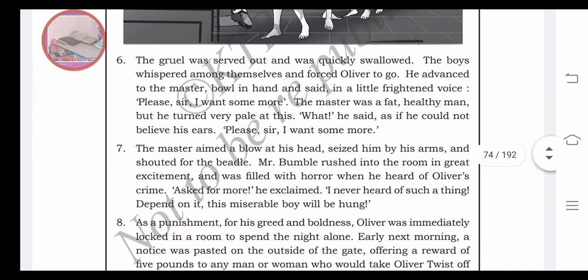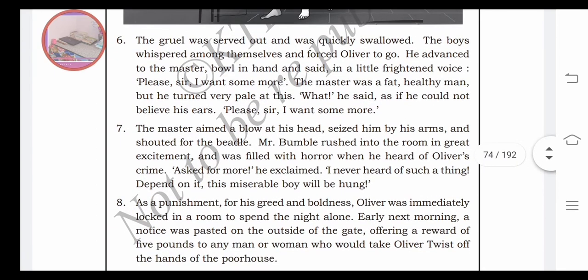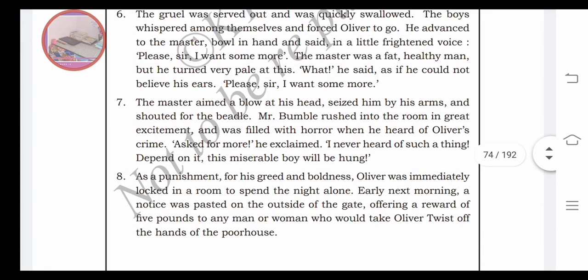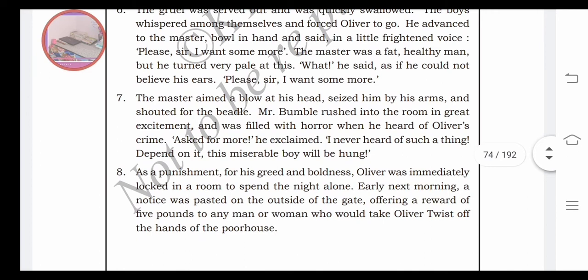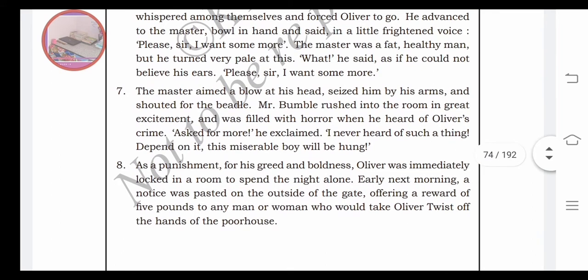The master aimed a bowl at his head, seized him by his arms, and shouted for the beadle. Mr. Bumble rushed into the room in a great excitement and was filled with horror when he heard of Oliver's crime, asked for more. He exclaimed, I never heard of such a thing. Depend on it, this miserable boy will be hung.